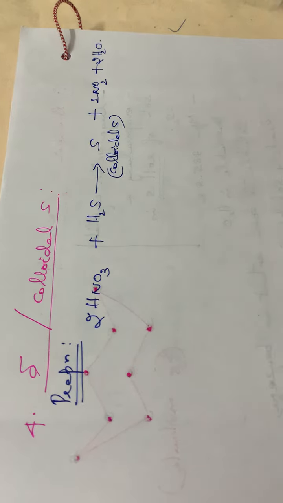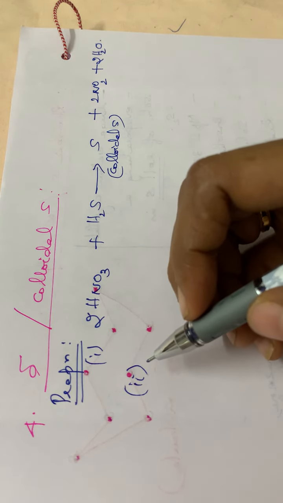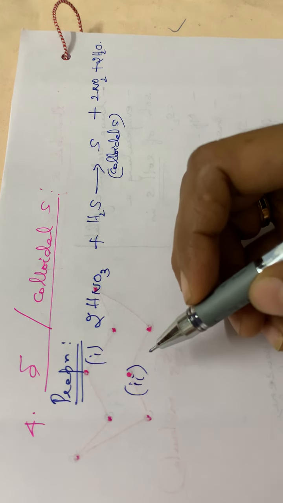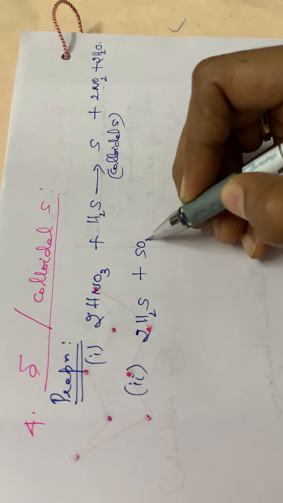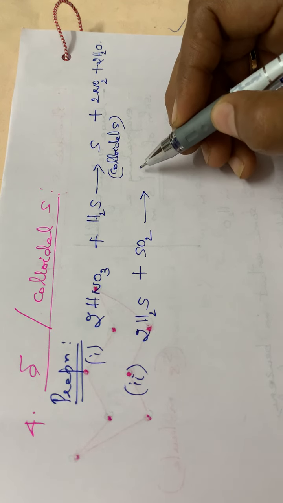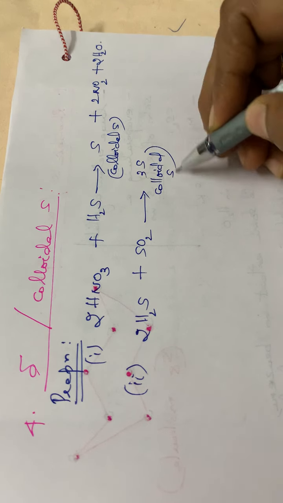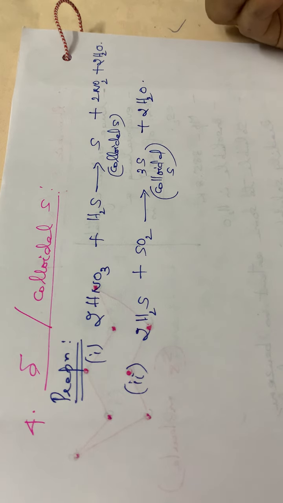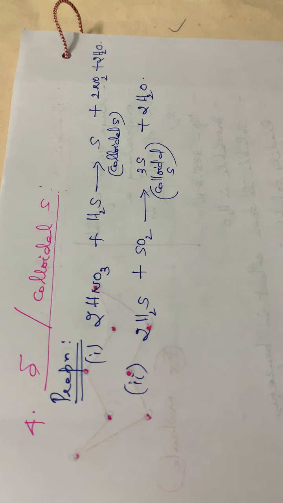Then one more method of preparation. This is the first method. The second method is by passing H2S through water containing dissolved sulfur dioxide, SO2 molecules. The product will be colloidal sulfur, 3S, plus 2 molecules of water. So there are 2 methods of preparation for delta sulfur or colloidal sulfur.